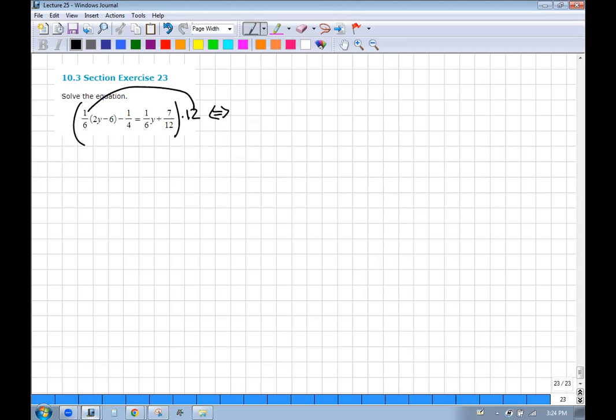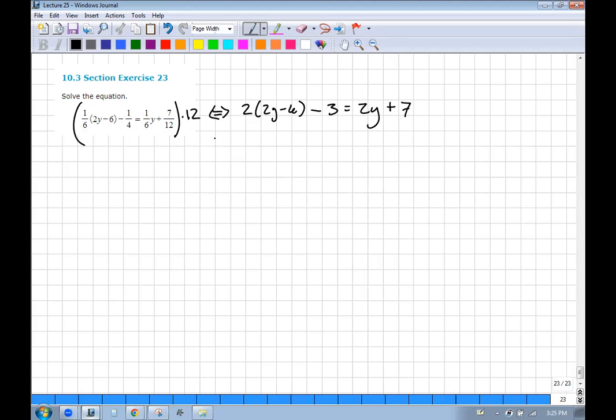12 over 6. 12 divided by 6 is 2. 12 over 4 is 3. 12 over 6 is 2. 12 over 12 is 1. That's the first thing I do. Get rid of all those fractions because they suck.